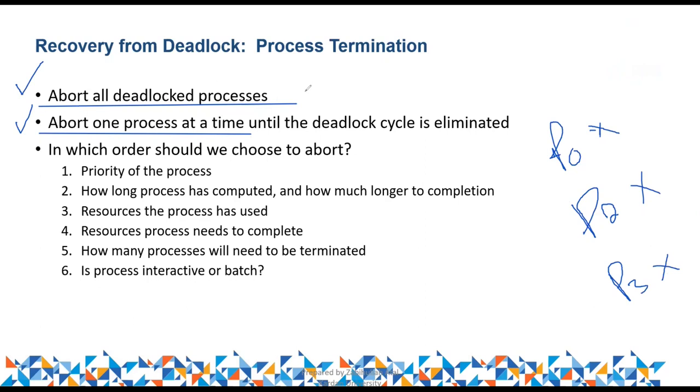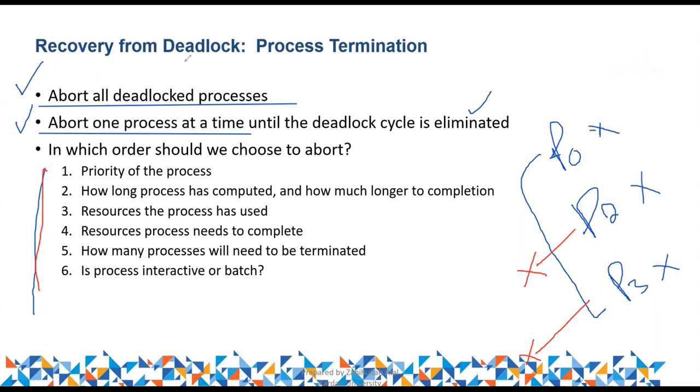For these two approaches, aborting all or aborting one by one, which order should we choose? Let's suppose Idris says we should select the second one, abort one by one. But here I have three processes. Which one should be the first to abort? Should the system pick P2 for the first abortion, or P3? Which one should be selected? So for this purpose, we will follow the following order.